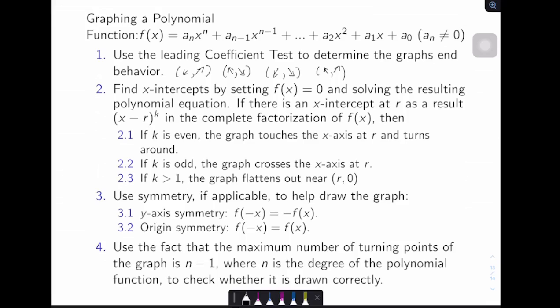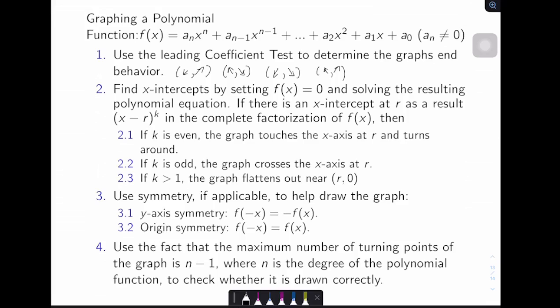If there's an x-intercept at r as a result of x minus r to the k, then use your multiplicity. So if it's even, it touches and turns around. If it's odd, it crosses through. If k, the power, is greater than 1, then the graph just flattens out at that point.